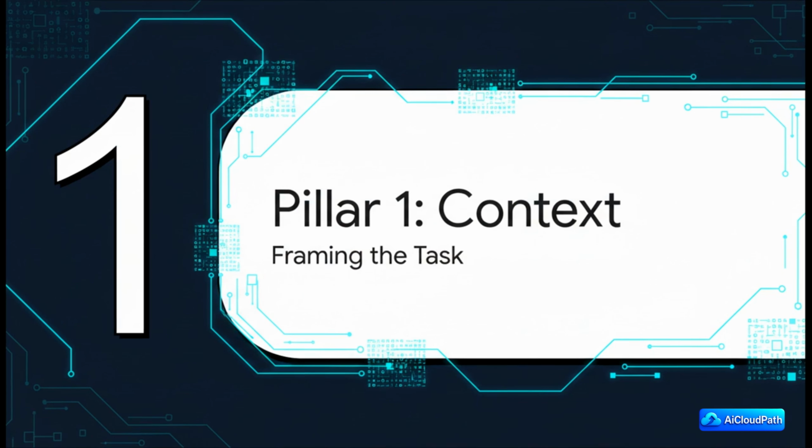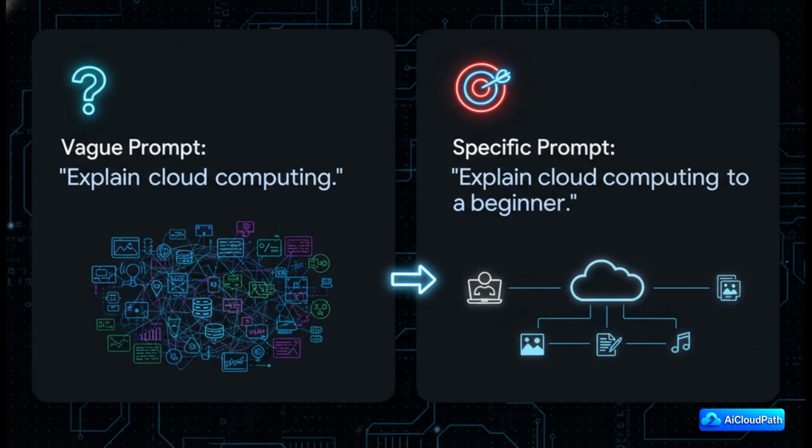Okay, pillar number one, providing context. Think of this as, well, setting the stage. You're basically giving the AI the background info it needs, framing the task so it knows the world it's operating in. So check this out. On the left, you've got a super vague prompt. Explain cloud computing. Ask that, and you're probably going to get a wall of technical jargon.